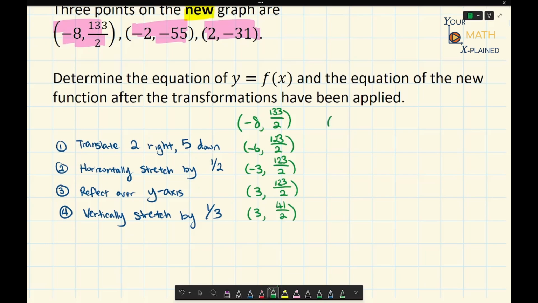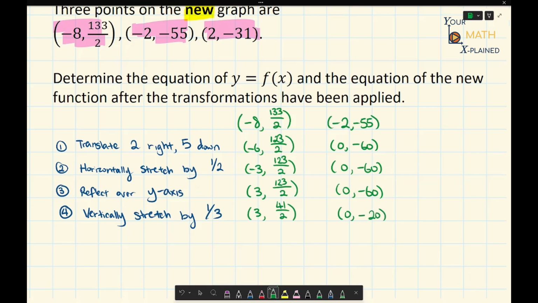Now the second point is (-2, -55). And we're going to do the exact same thing. The translation will get us to (0, -60). The horizontal stretch will be (0, -60). The reflection over the y-axis will still be (0, -60). And then the vertical stretch is going to be (0, -20).